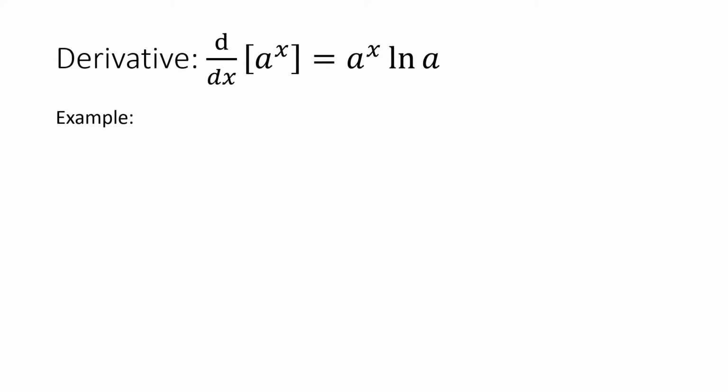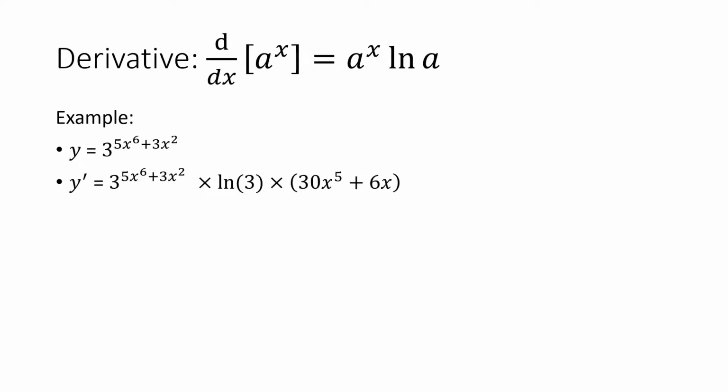Now let's do a quick example just to check your understanding. So here we again have an exponential function, and we're going to try to take the derivative of this. And remember, it's itself times the ln of its base times the derivative of its input. So we're going to times it by itself times the ln of its base, which is 3, and finally times the derivative of its input, which is 30x to the power of 5 plus 6x.